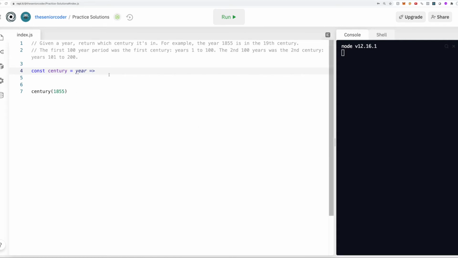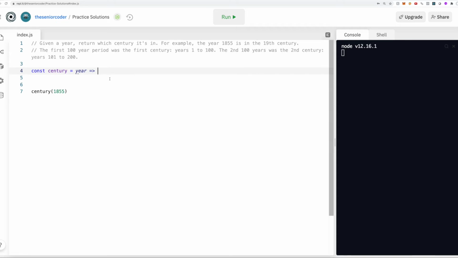I've already created the function here, so we'll call it century, and it takes in a year. I've called the function down below, century, and we put in the year 1855. We can do this pretty much on one line, so there's no need for curly braces and no need for a return statement. It's all implied there.